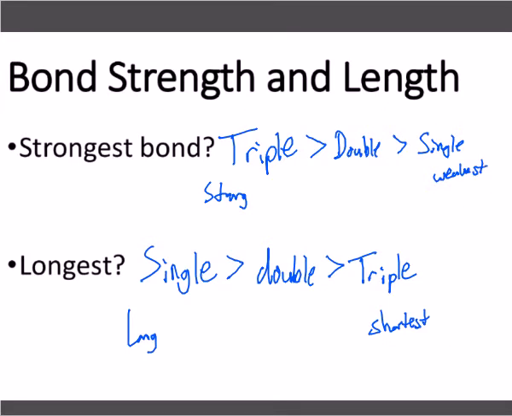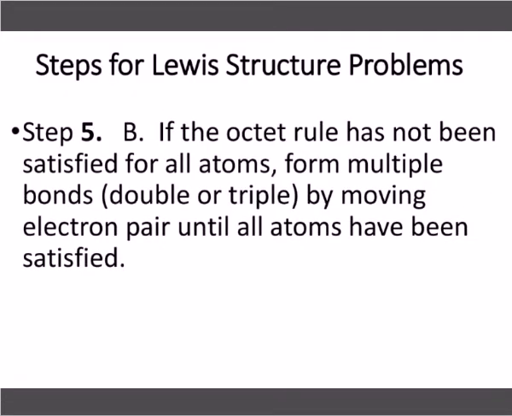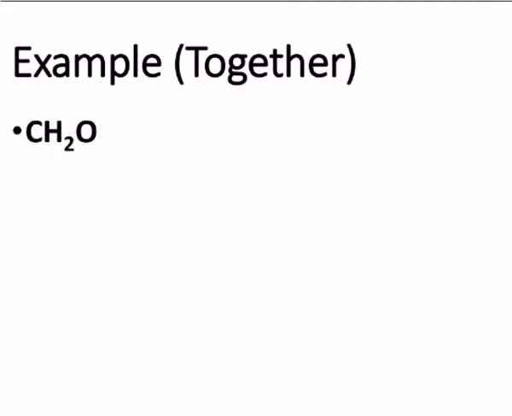All right? If the octet rule has not been satisfied, then we form multiple bonds. Remember, this is a last resort, so let's do this one together. Other steps are still the same. First thing we got to do is figure out what? Valence electrons. So we've got one carbon, which has 4. We've got 2 hydrogens. How many does hydrogen have for valence electrons? 1. Plus oxygen has how many? 6. Okay. So when you add those up, 4 plus 2 plus 6 is?